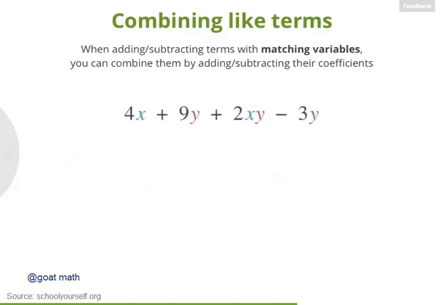Now how about this one? 4x plus 9y plus 2xy minus 3y. So now we have a term with variables that are being multiplied together. How can we simplify this expression?